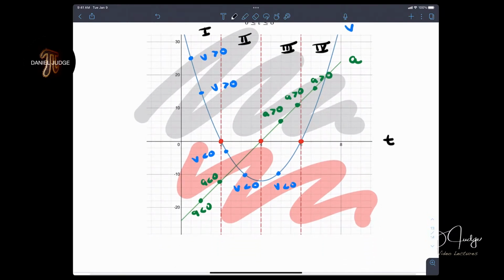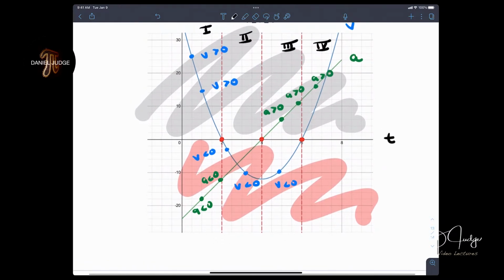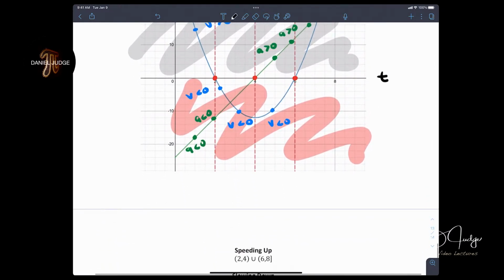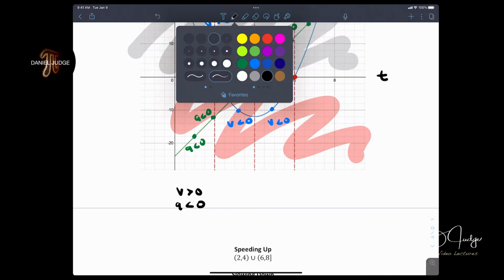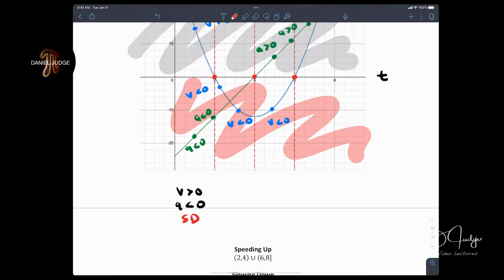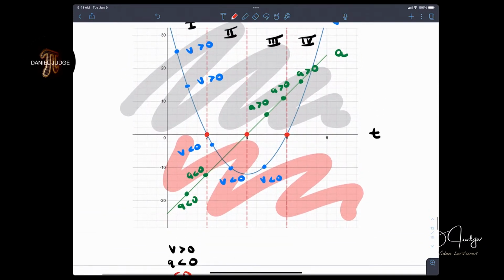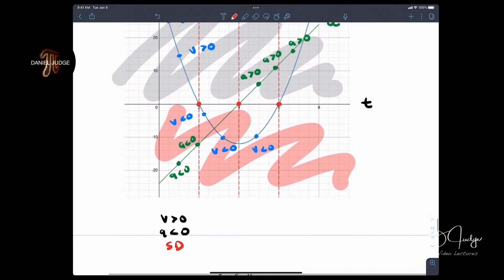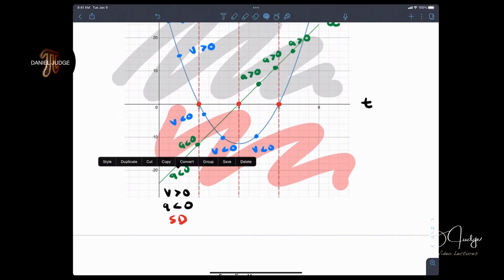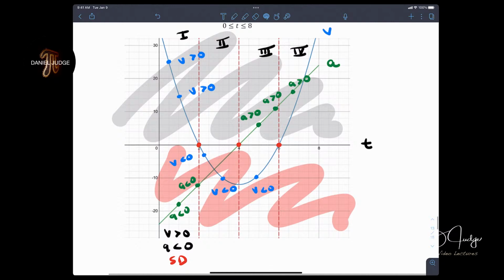Region 1 is simply describing the following. Velocity is positive and acceleration is negative, ladies and gentlemen. So in region 1, velocity is positive, acceleration is negative. So you're slowing down in region 1 here. This is region 1. Slowing down. Maybe I should move that up here. So you can look at the curves and you can deduce what's happening.